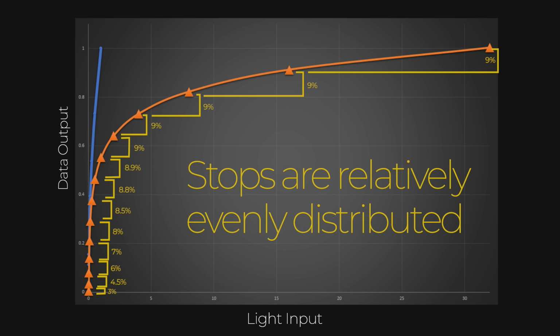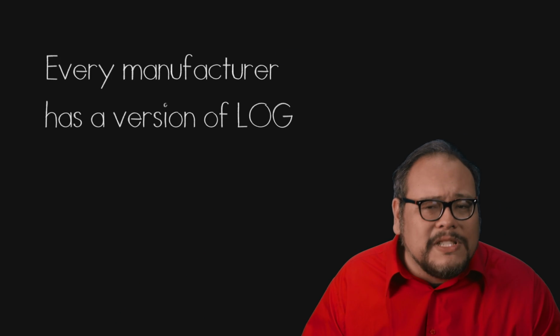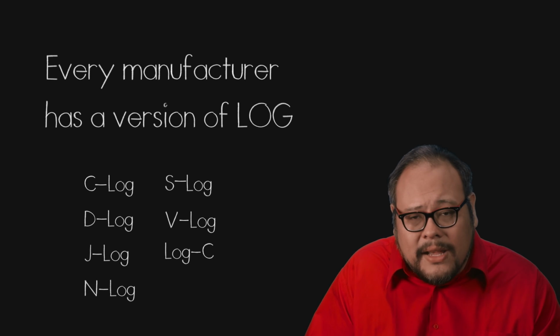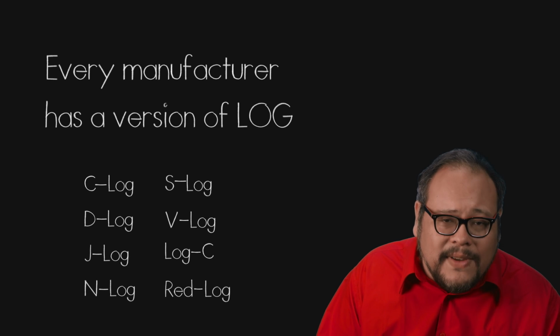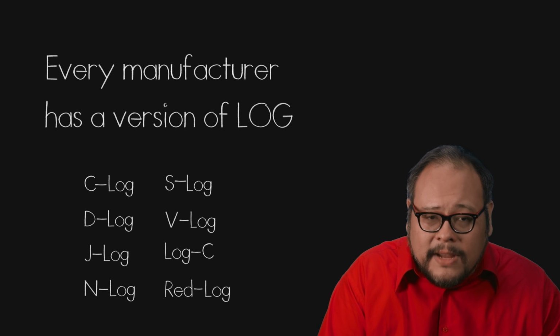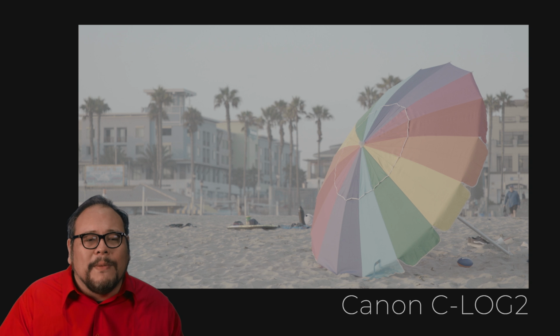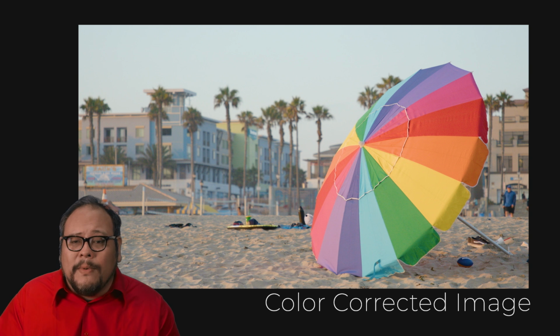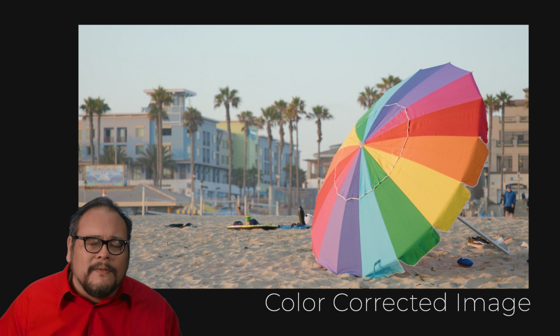Now since log is not a viewing standard like Rec 709, every manufacturer has their own formulation that they think works best with their own cameras and sensors. C-log, D-log, J-log, N-log, S-log, V-log, log-C, red log. All of these are manufacturer-specific variations of a log curve designed to best utilize the sensor from that particular brand of camera. But they all have one thing in common. They don't look right when viewed on a TV. So when you record log, you have to apply some sort of correction in post to turn that log curve back into an acceptable traditional gamma curve to make it appear correct on a Rec 709 screen. The difference is you could potentially have a lot more information to work with in terms of dynamic range.